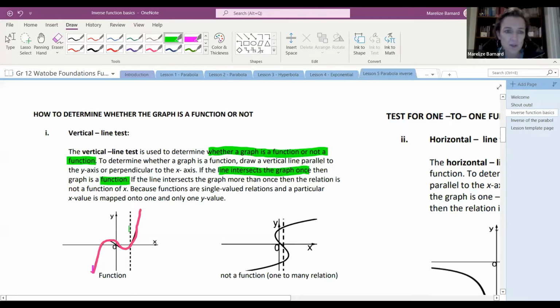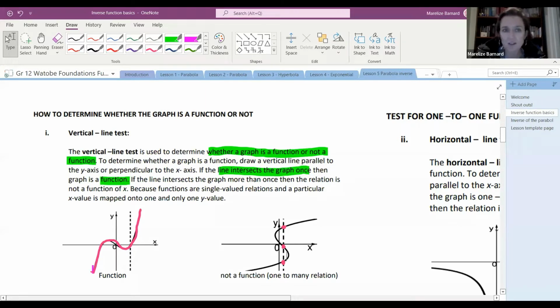So if you look at this first one and you move, you can even take your ruler and you move it along this vertical line, and it keeps intersecting as you move it along. It's always just intersecting the graph once, then that graph is a function. If, however, you have a situation like this one, where you move your vertical line along, and as you move it along, you can see it cuts the graph in more than one place, then it is not a function, and that's a one-to-many relationship. Okay, so that's the vertical line test.